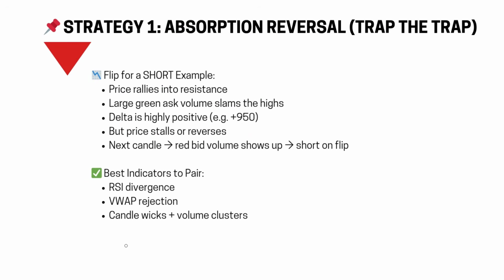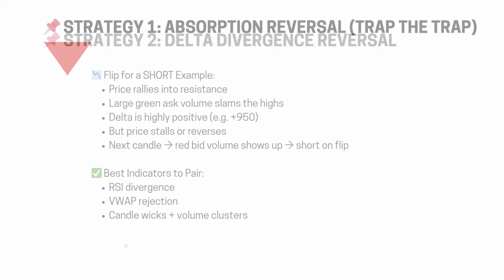So what about to the downside, the short trade? Well, it's just the flip. Price rallies into resistance, large green ask volume slams the highs. Delta highly positive, for example plus 950. Price stalls or reverses, and then the next candle, red bid volume shows up, and short flip. Also listed some indicators there you could pair this up with. We just looked at the VWAP lines added on there. You could also use RSI divergence or candle wicks and volume clusters.